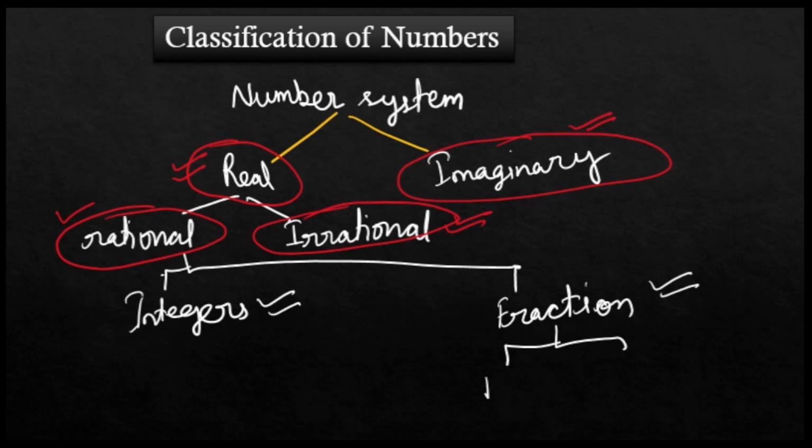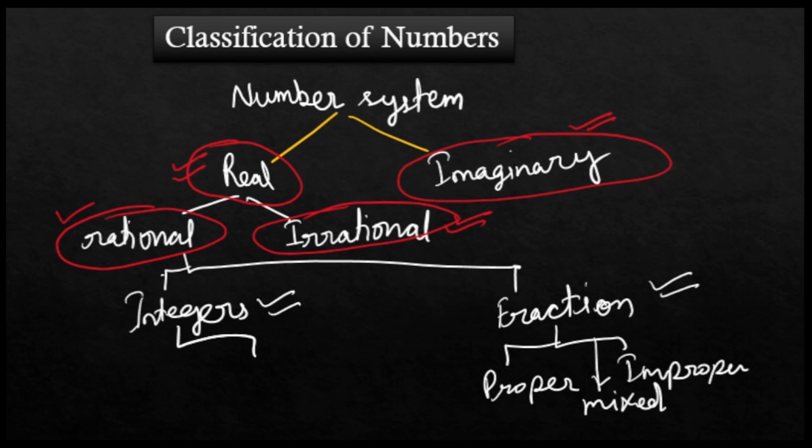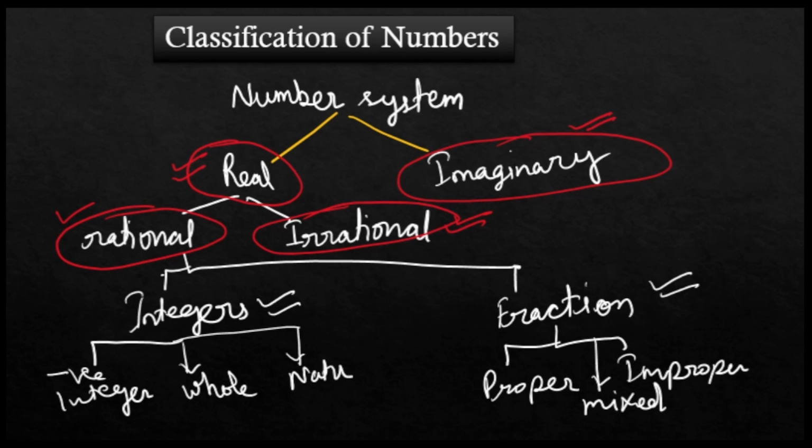Fractions can be proper, improper and mixed. Integers can be negative integer, whole number and can be natural. So this is the classification of numbers. We are very much familiar with the integers and fractions, but in this chapter, number system, we are going to learn about rational numbers in depth.